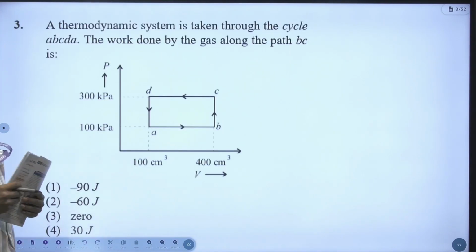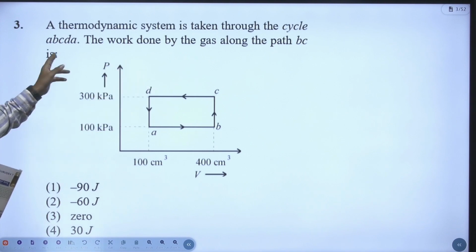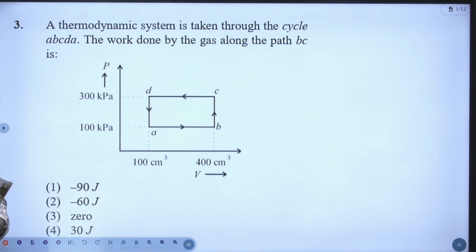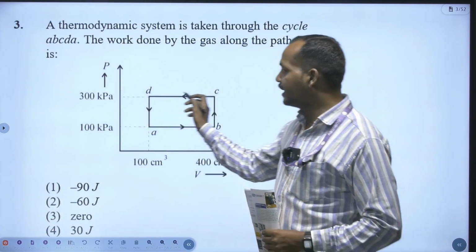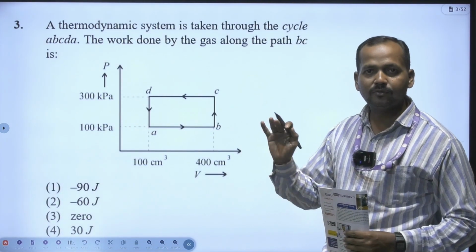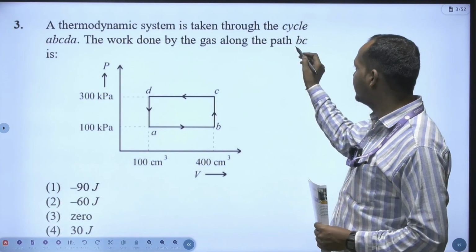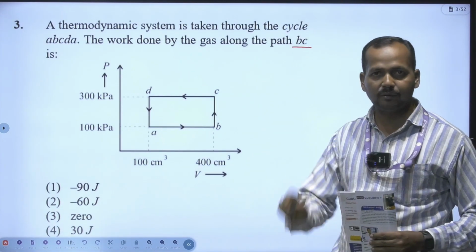A thermodynamic system is taken through a cycle A, B, C, D, A. The work done by the gas along the path B, C. So many students are confused that this is a cyclic order, hence they will give 0. This is a different approach, but here they are asking only path BC. You have to remember path BC.